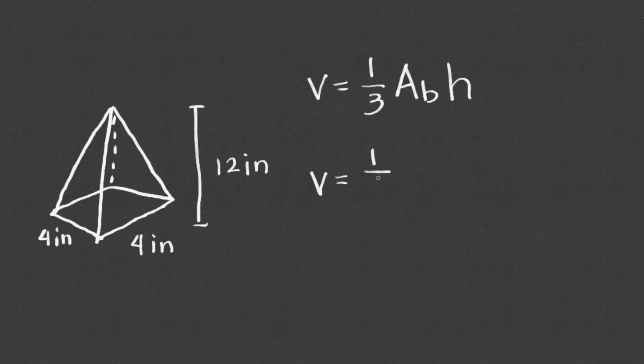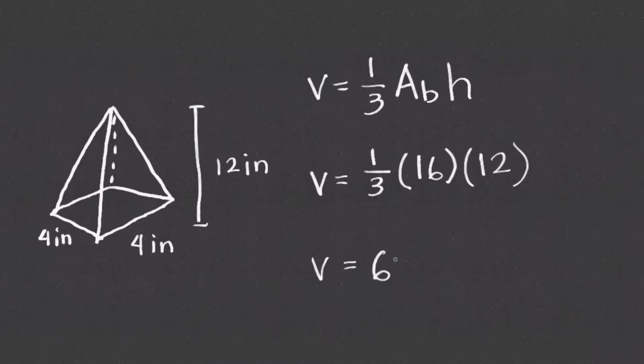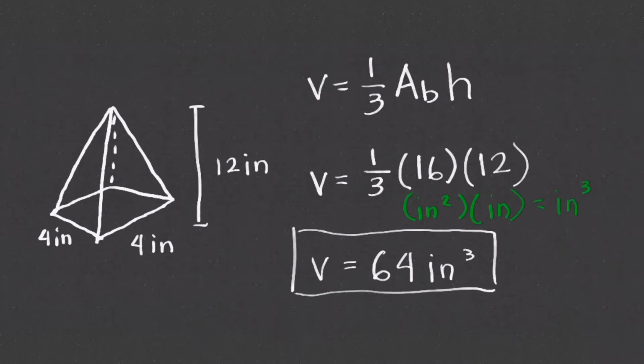So V is equal to 1/3 times the area of the base, which is 16, times the height of 12. Therefore, the volume is equal to 64, and the unit is inches cubed, since the area of the base is 16 inches squared, times the height of 12 inches. So the volume of the pyramid is 64 inches cubed.